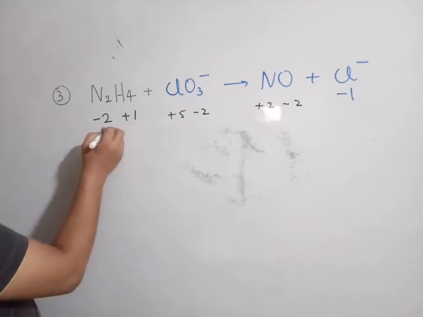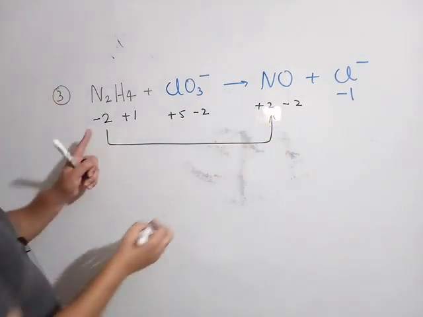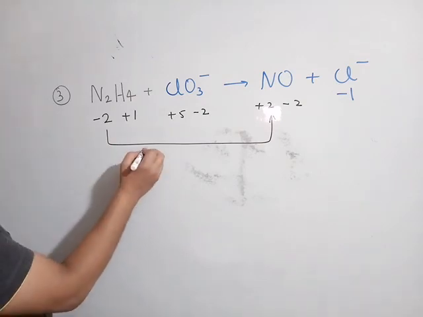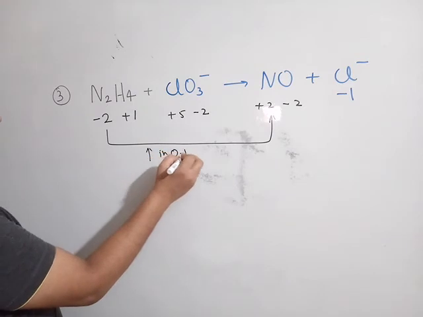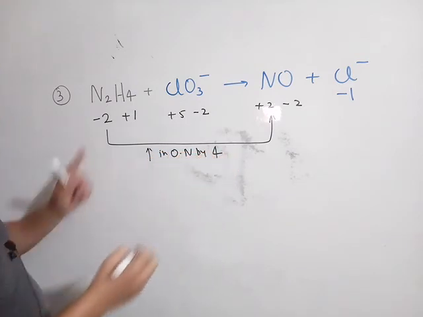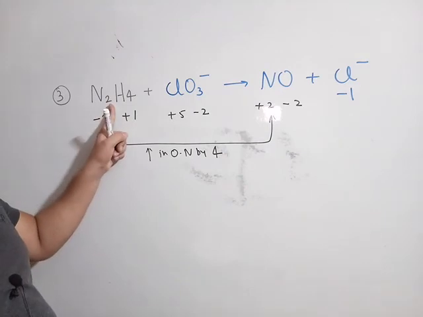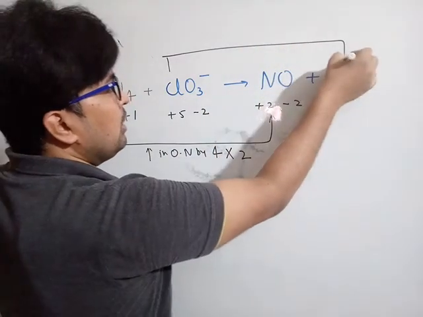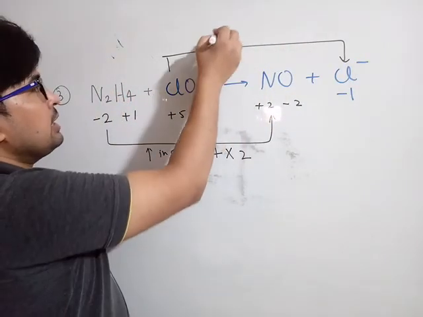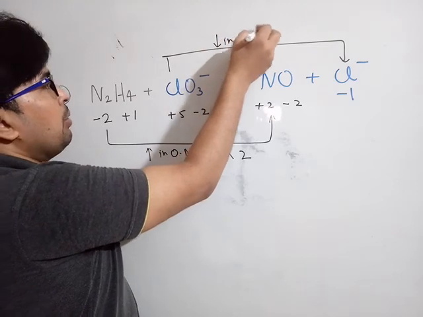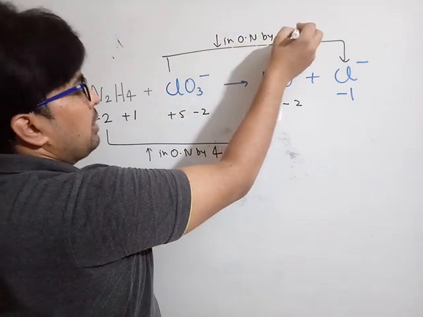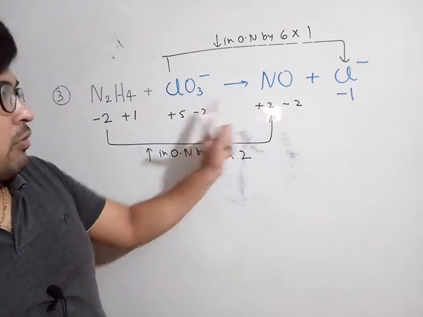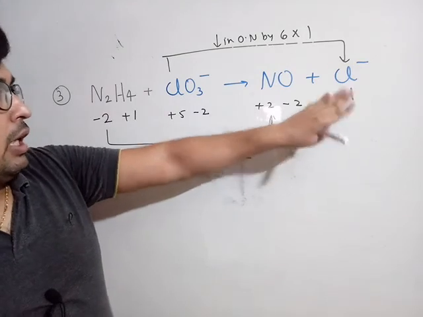If I check, let's say minus 2 to plus 2, if you have the idea about the number line, we are having an increase in oxidation number by 4 in one element, but we have 2 in total, so that will be 4 into 2. Then plus 5 to minus 1 is a decrease. So the decrease in oxidation number is 6, into 1, because plus 5 to minus 1 on the number line is 6 parts.